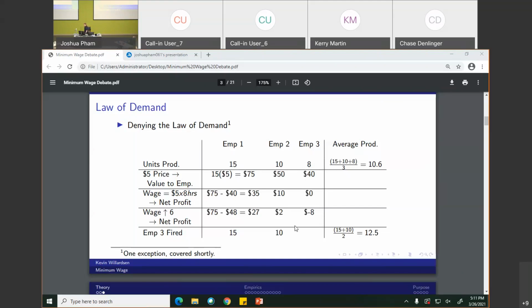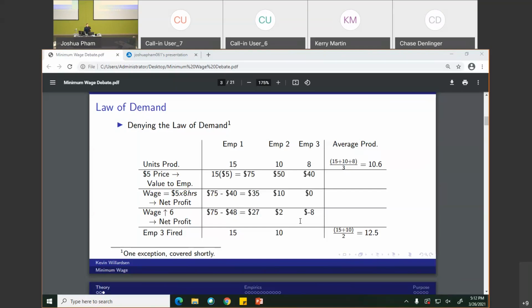So if we were to then come in and say, actually, let's increase the minimum wage, what you'll find is that the productivity of each employee doesn't change, just the amount of money that you have to pay them per hour. If you redo the calculations of net profit, you see that the first employee falls from 35 to 27. The second employee falls from 10 to 2. And this is the key part about the minimum wage: the third employee falls from 0 to -8.